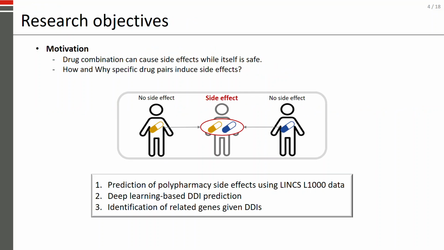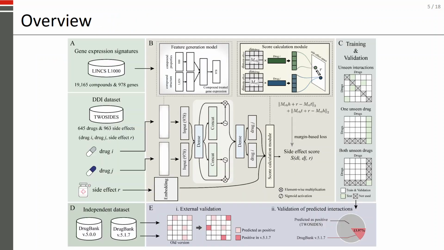So, in this research, I wanted to predict polypharmacy side effects using deep learning methods and drug-induced gene expression data for interpretability. This is the research overview. The model consists of two parts: feature generation model and DDI prediction model. Different datasets are pre-processed for each model.